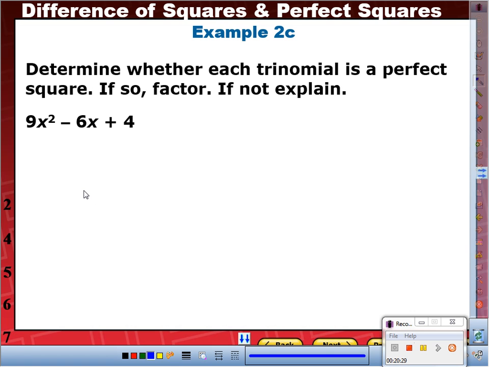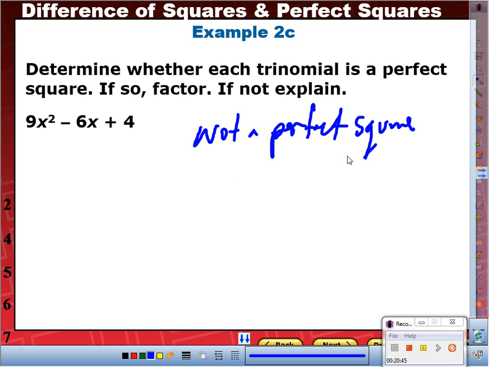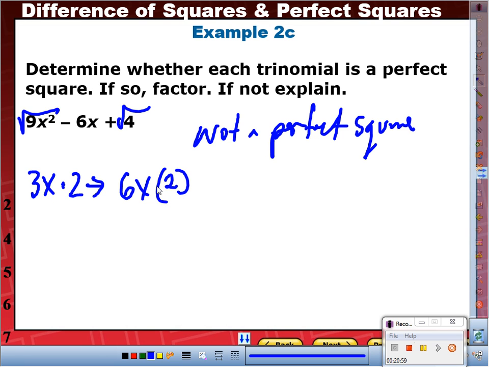Okay. What did you get for this one, Juvia? She said, not a perfect square. Why, Juvia? If you multiply the square root of the first, which is 3x, times the square root of the last, which is 2, this is 6x, but then you do what? Double it. It's 12x. Is this 12x? No. Make sure you double at the end.